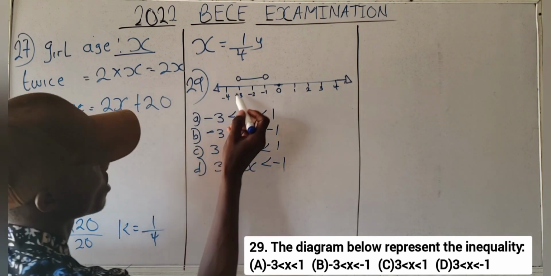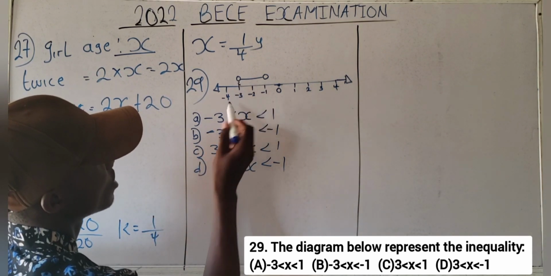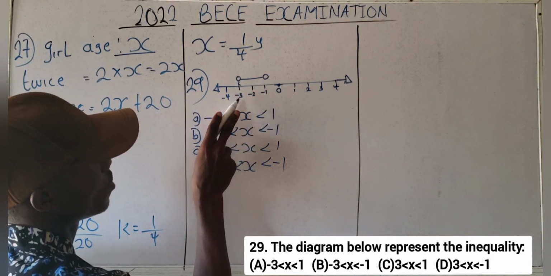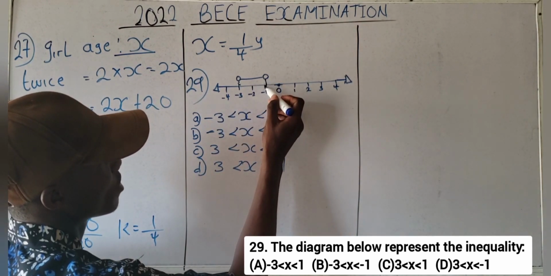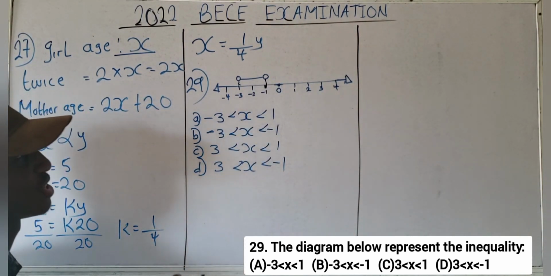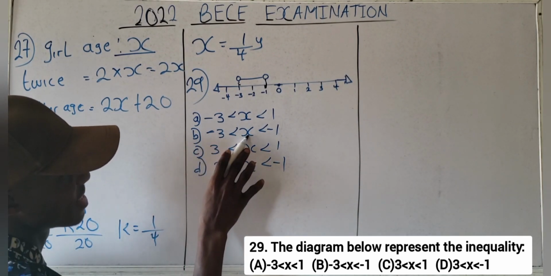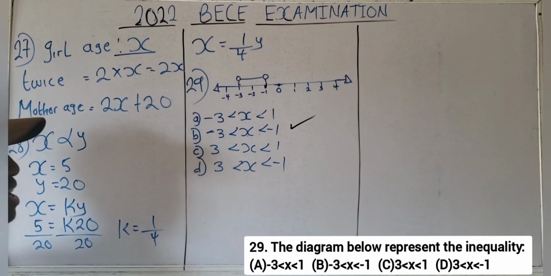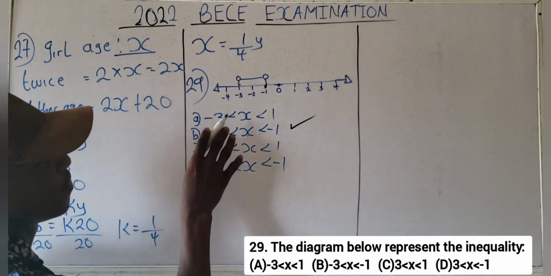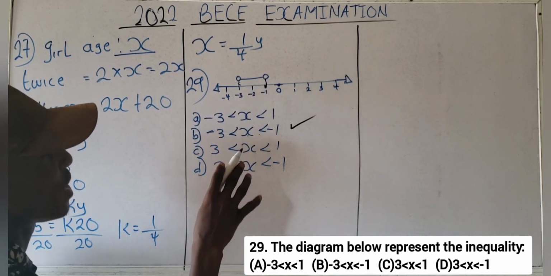Now, if you trace these dots downward, you discover that this dot corresponds to minus 3. And if you trace this one as well, you can see that it corresponds to minus 1. You understand? So the right option is minus 3 is less than x less than minus 1. This is the right option. Option B is the right option. And the reason is because that is where our range of values of x fails to.